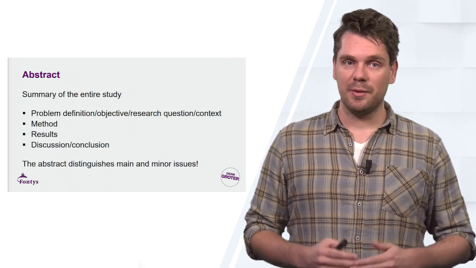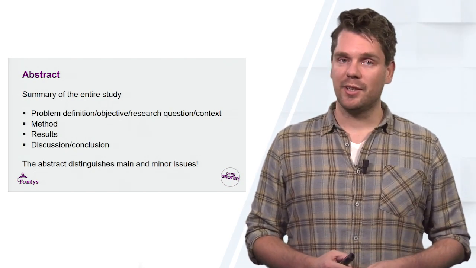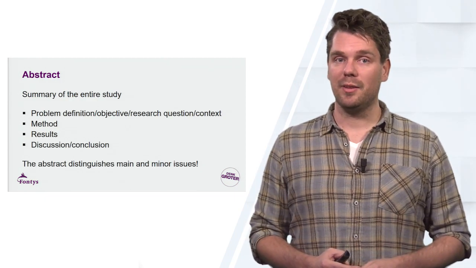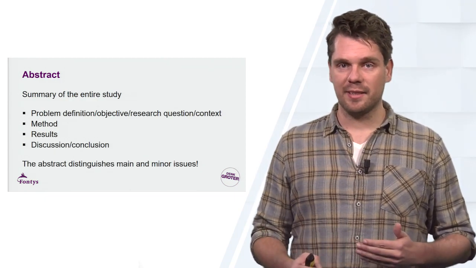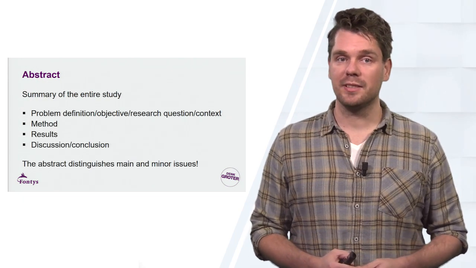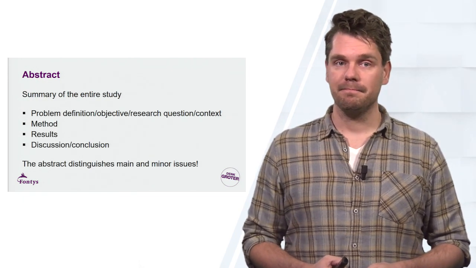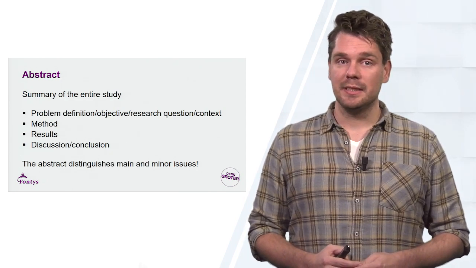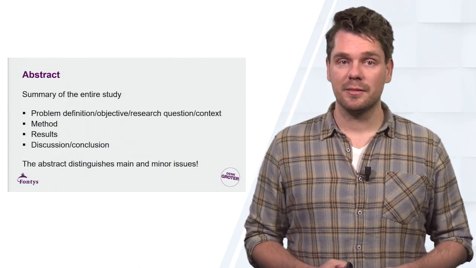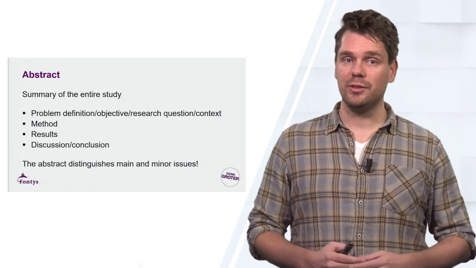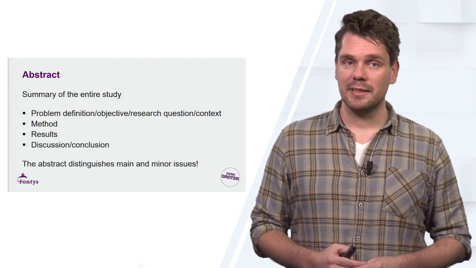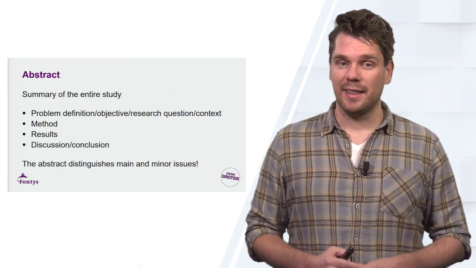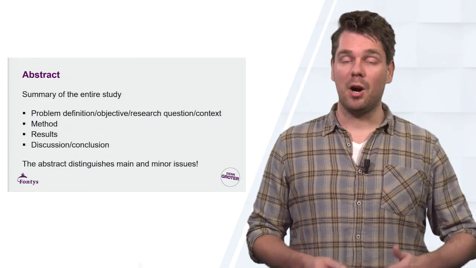In the abstract, you will find a summary of the entire study. So there should be information about the problem definition, about the objective or the aim or research question of that study. You will find the method being used in the method section, the key findings in the results, and there's the discussion and conclusion. Important is that the abstract is a very short amount of text, and it distinguishes the main and minor issues.